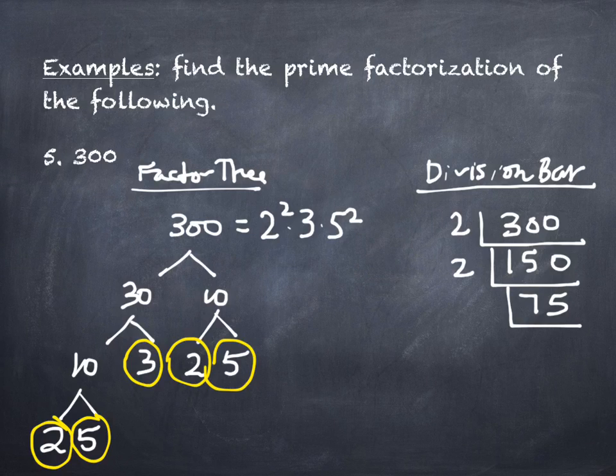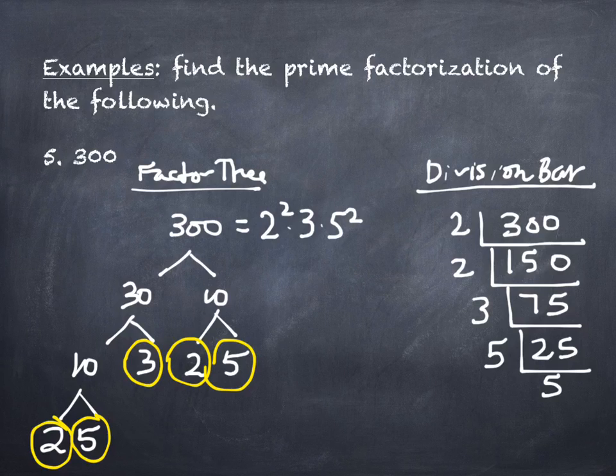Now, don't get carried away. I realize that 75 is divisible by 5, but it's divisible by 3 first, and we do go from the smallest to the largest primes. So 75 divided by 3 is, of course, 25. Think money. 75 cents divided by 3 would be 25 cents. And then 25 is divisible by 5 and 5.